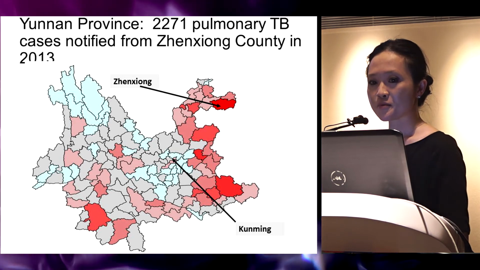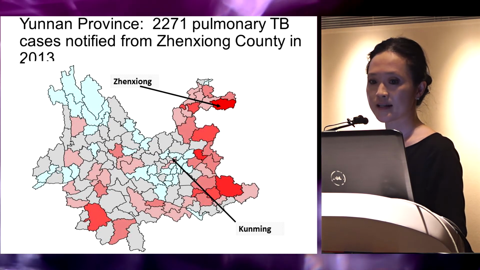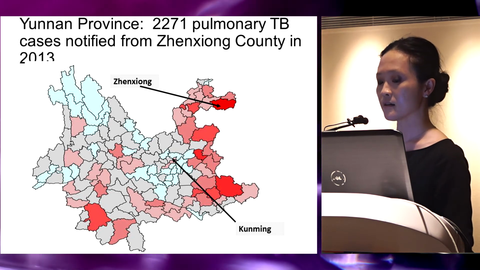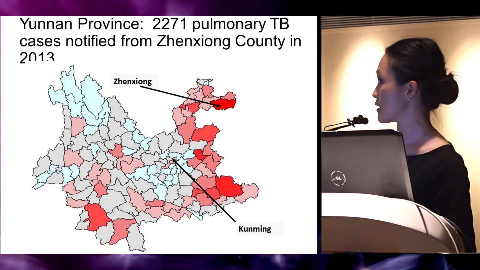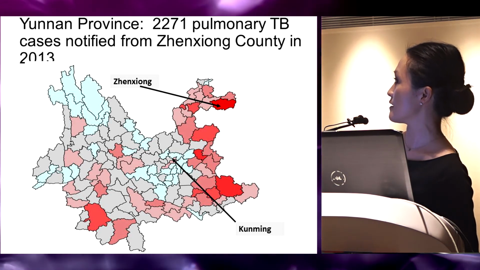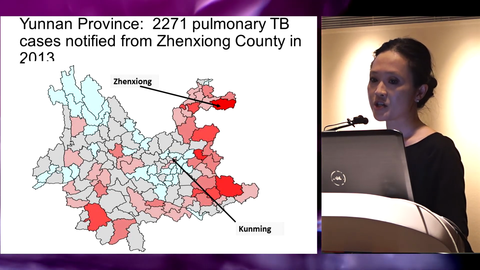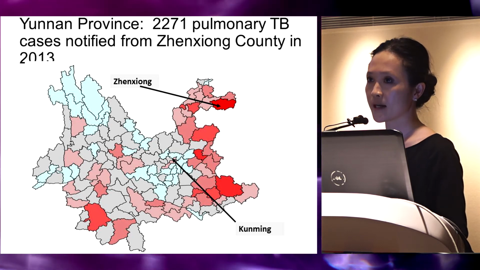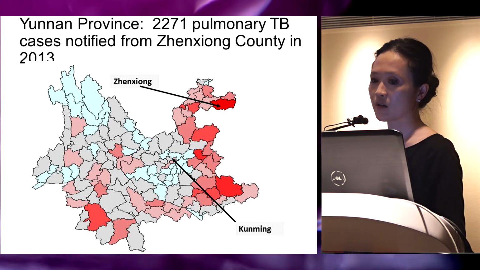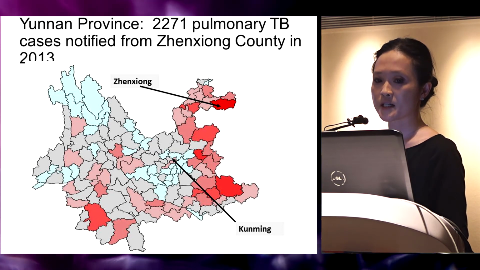Okay, so now switching gears a little bit, I'll talk about improving diagnostic accuracy and some of the challenges that we face in Yunnan. This is a map showing case notification for the province. Kunming is the capital city in the province, and as you can see, the case notification is actually not that high for Kunming, with the blue color in the middle. In contrast, in Zhensheng County, which is a very rural, very poor county, one of the poorest counties in the country of China, it has the highest case notification in the province. In the year 2013, over 2,200 pulmonary TB cases were notified.